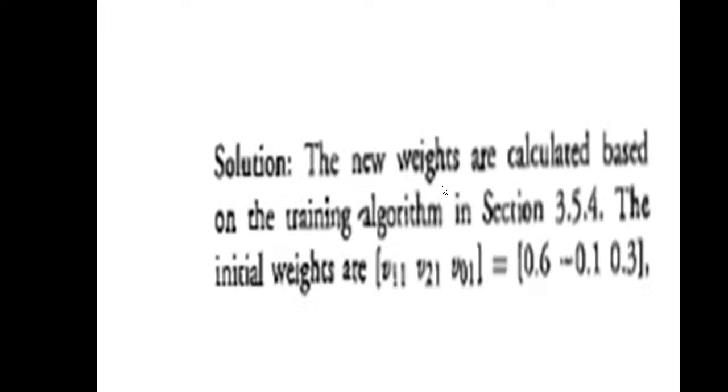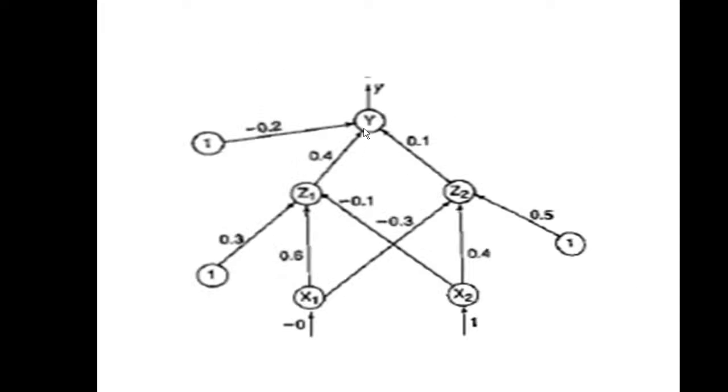And then we will try to represent W1, W2, and WO, that is the weights between the hidden and the output layer. So W1 is nothing but this 0.4, W2 is 0.1, and WO, that is the bias, is minus 0.2. So the weights between the hidden layer and the output layer we are representing by W.